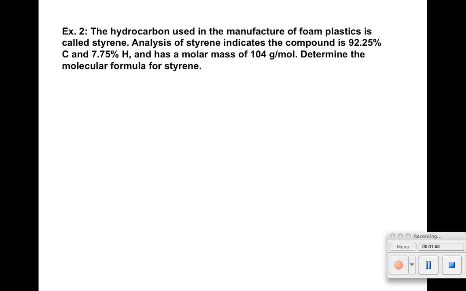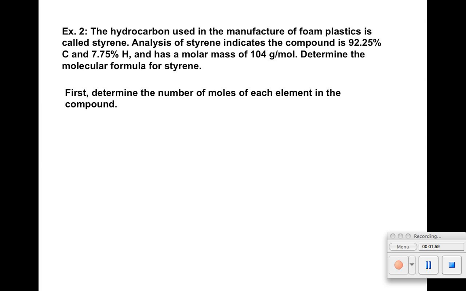The first thing we need to do in this is we need to first determine the number of moles of each element in the compound. So, since we're given percents, we're going to assume that we have a 100-gram sample. So those percents will go away and they will actually be turned into masses. So first, let's look at carbon and hydrogen separately.